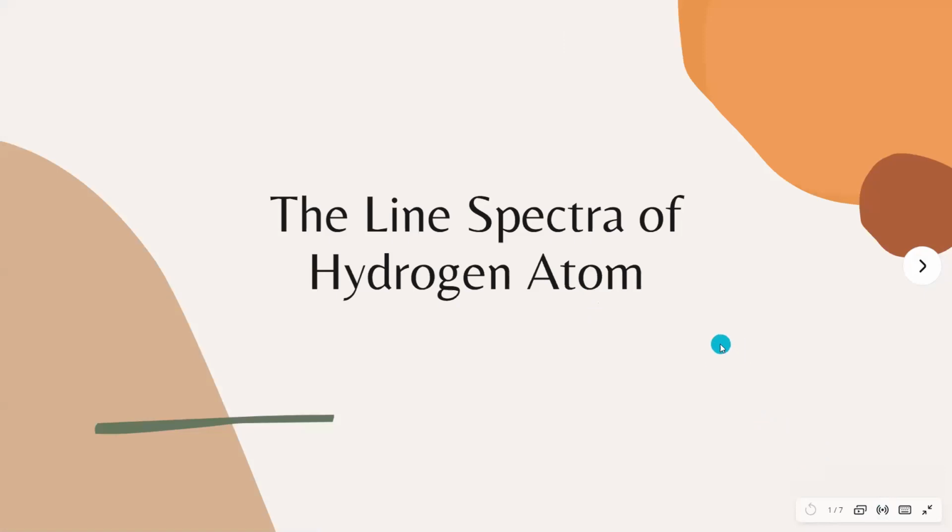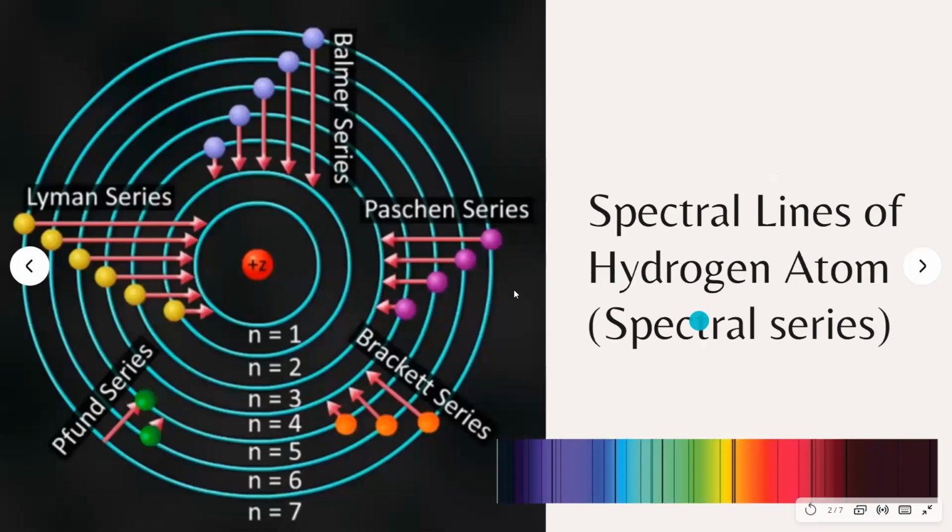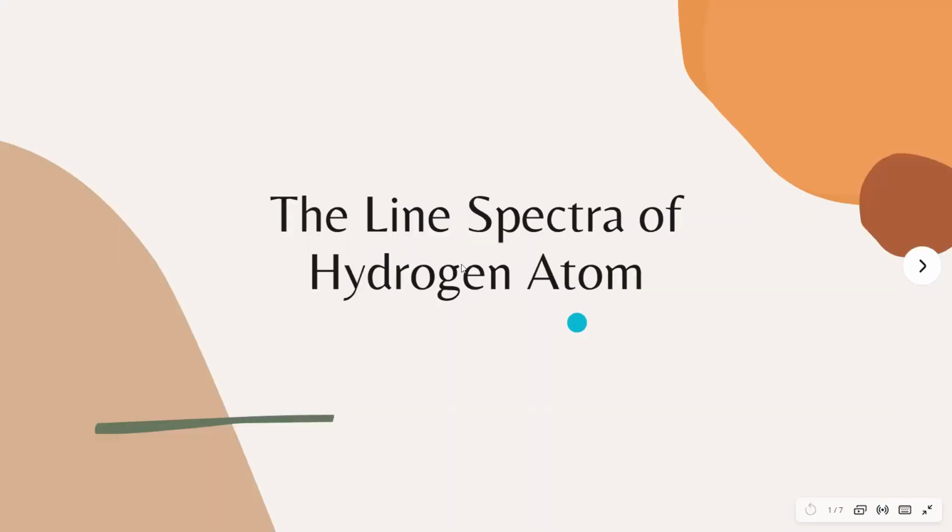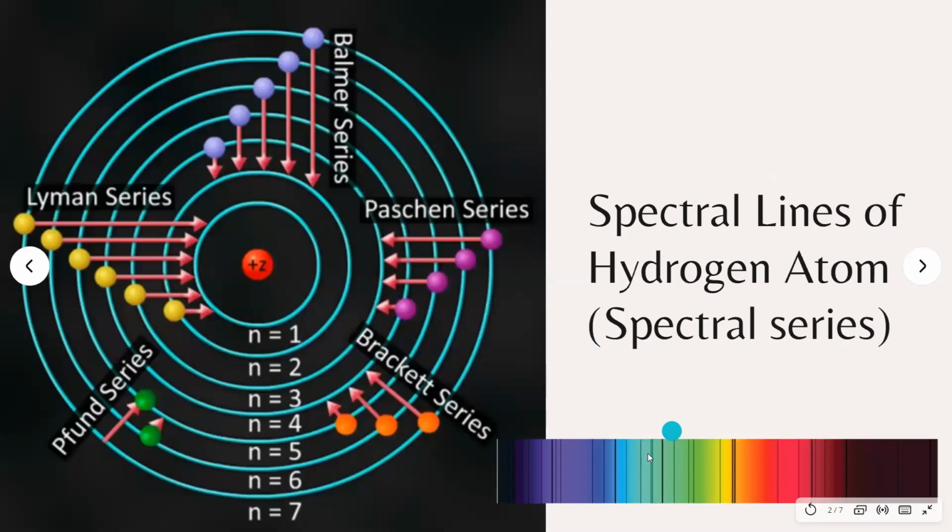Okay, so today I'll present two parts, which are the line spectra of hydrogen atoms and the fine structure of hydrogen atoms. For the line spectra of hydrogen atoms, here we have the spectral series, which are the Lyman series, Balmer series, Paschen series, Brackett series, and Pfund series. The important ones here are three: the Lyman series, Balmer series, and Paschen series. We can find the Lyman series in the ultraviolet spectrum, and the Balmer series in the visible spectrum.